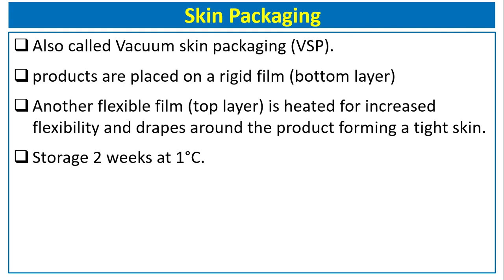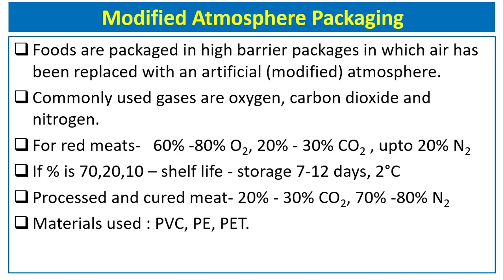Skin packaging. Next one is skin packaging. It is also called vacuum skin packaging, also known as VSP. The products are placed on a rigid film. Another flexible film is heated for increased flexibility and drapes around the product, forming a tight skin mass. Storage 2 weeks at 1 degree Celsius.